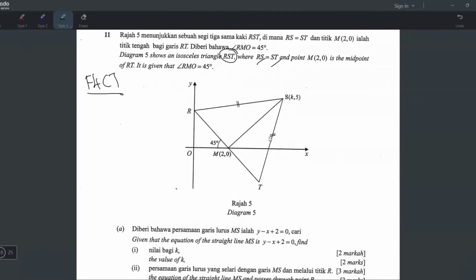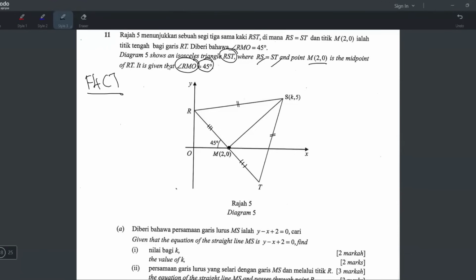Okay, they should label for me. Point M is 2, 0 is the midpoint of RT. Oh, this one is the midpoint. So I feel like I have to put 3 lines like this. Because if this is the midpoint, it means the distance here and the distance here are the same length. And then what else? Given that RMO is 45 degrees, okay, this is weird.